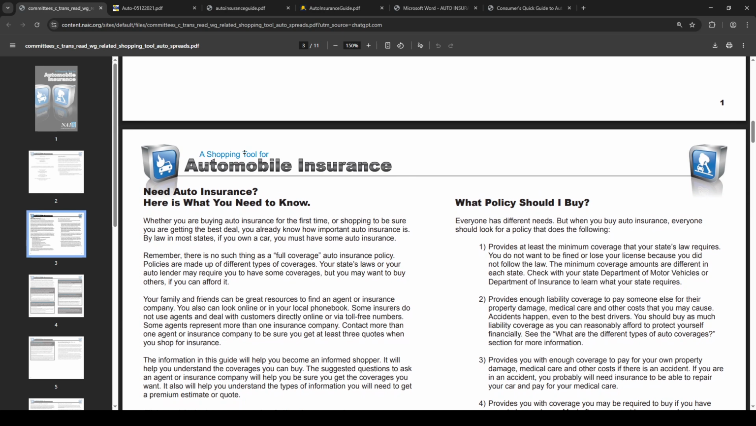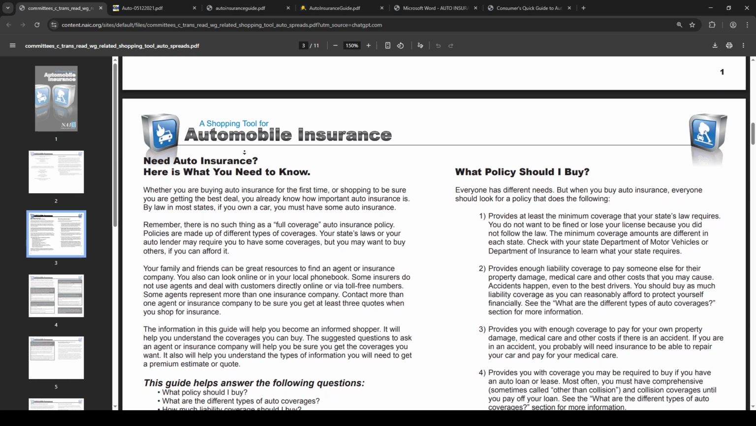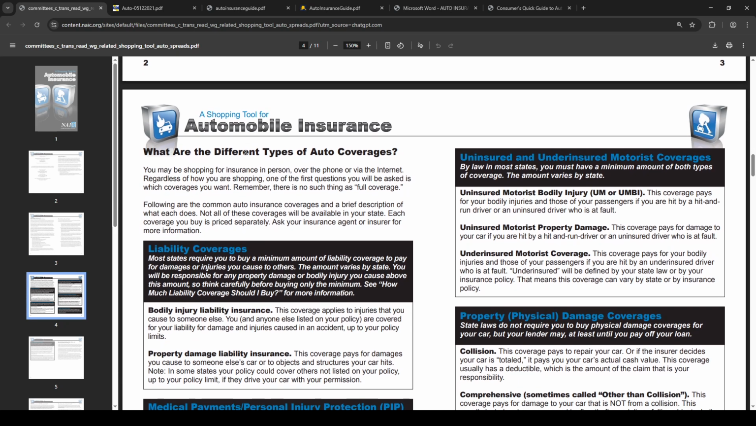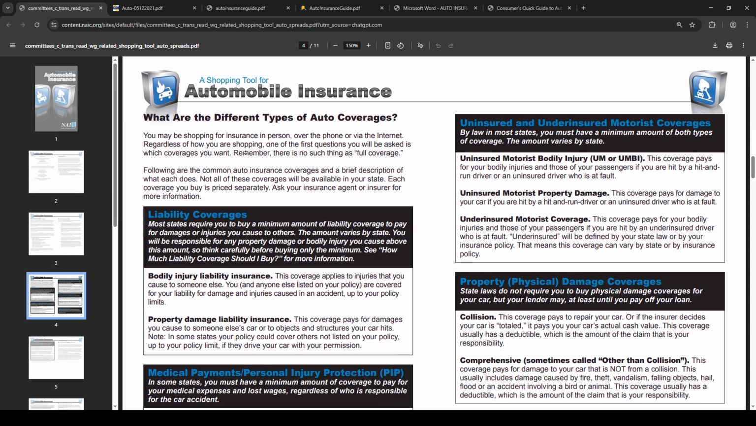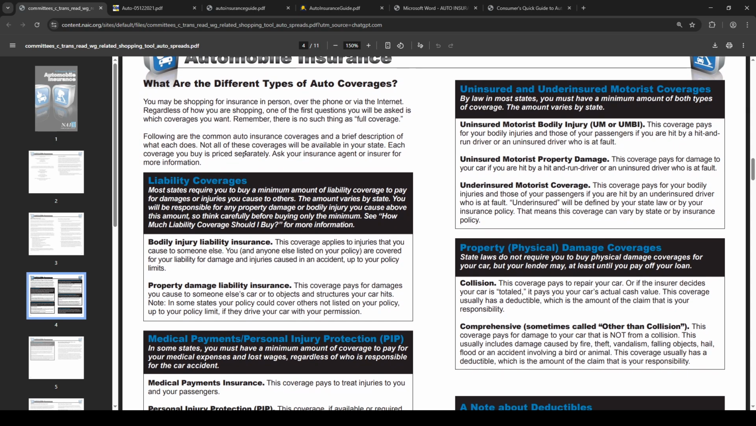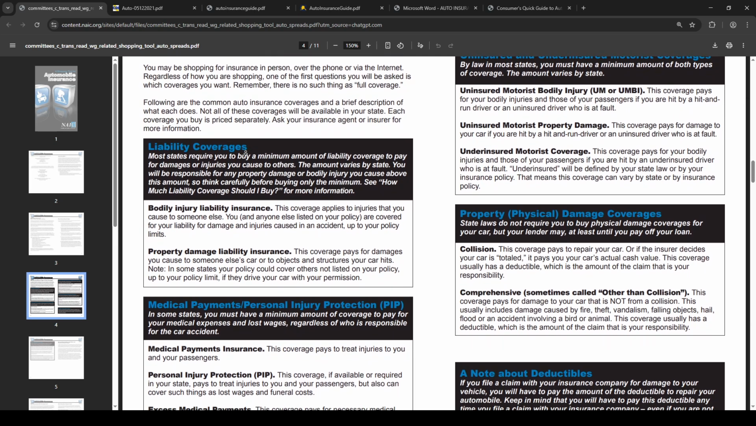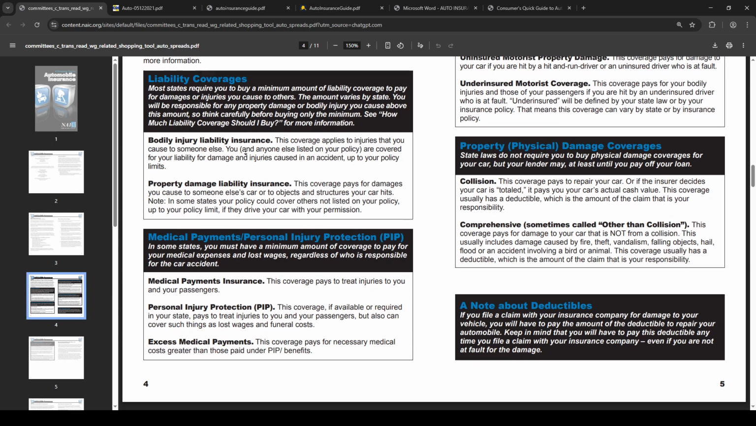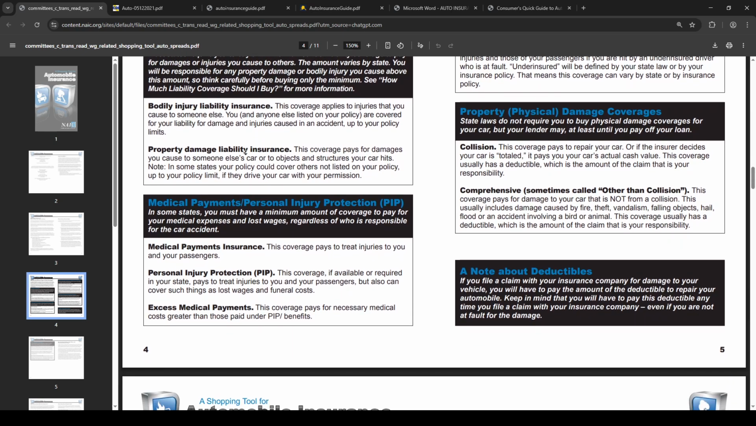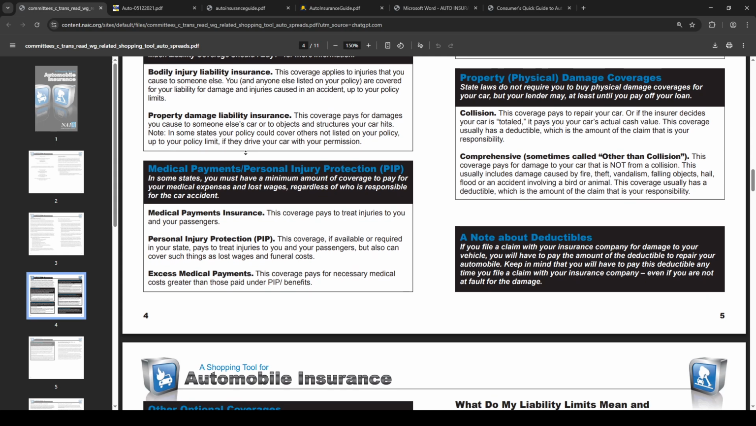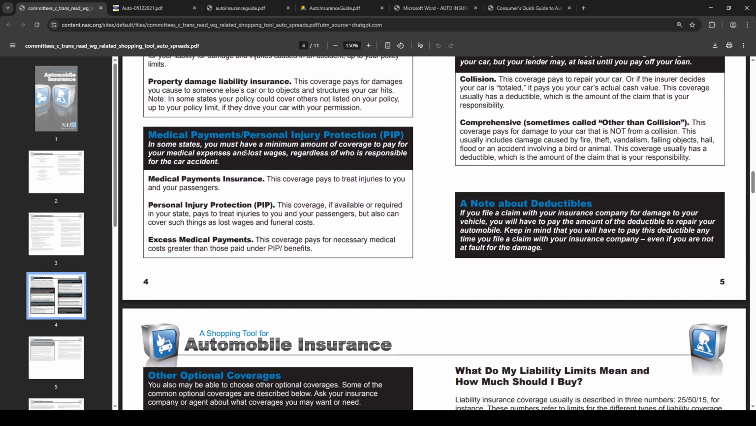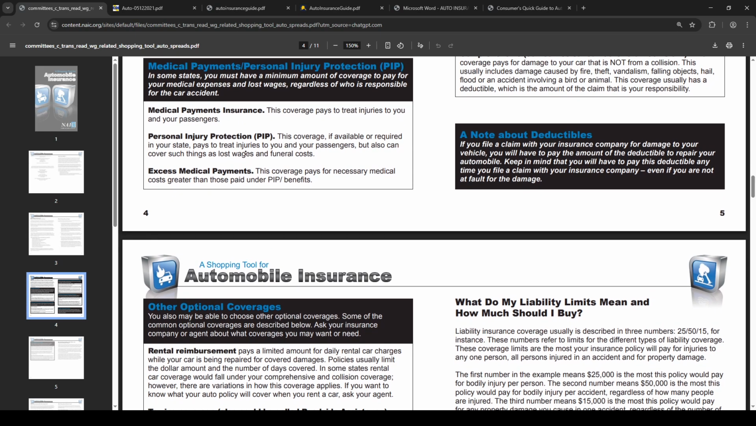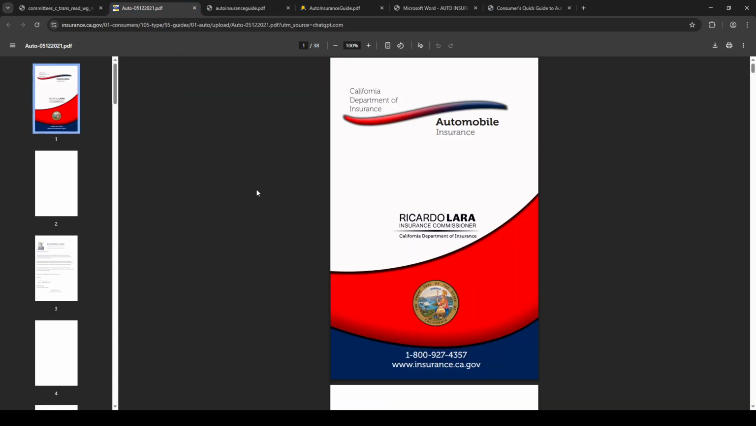Here is the plain English version. The first number is the maximum your policy will pay for injuries to one person. The second number is the maximum it will pay for all injured people in a single accident. So 100, 300 means up to $100,000 per person and up to $300,000 total per accident. 250, 500 means up to $250,000 per person and up to $500,000 total per accident. 500 means up to $500,000 per person and up to $500,000 total per accident.